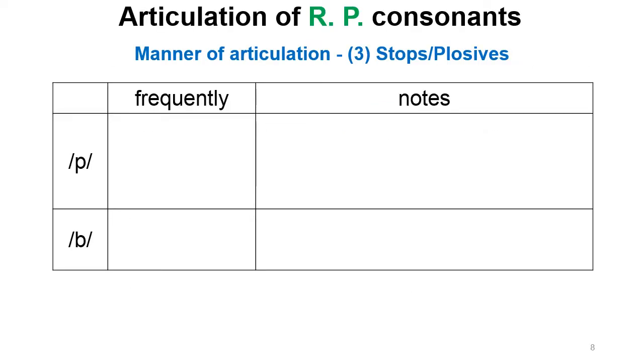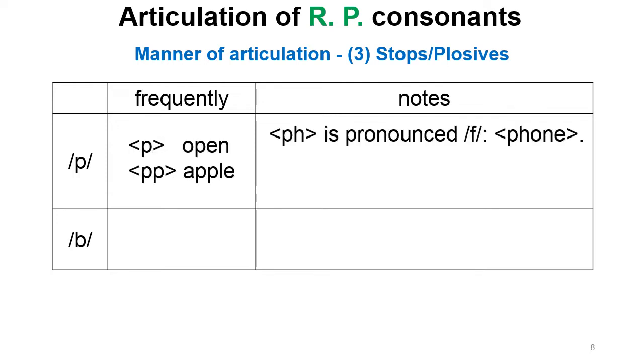Now look at the different ways we can spell P in English and B.